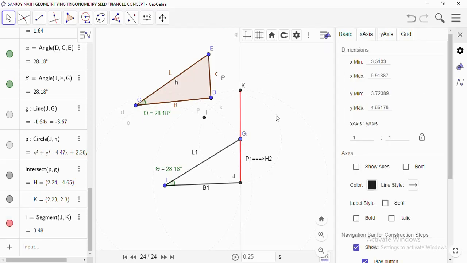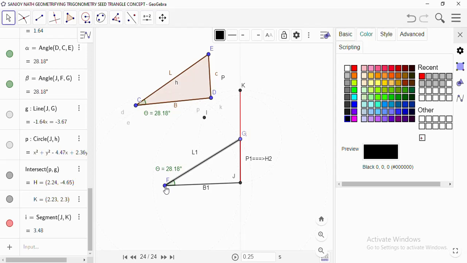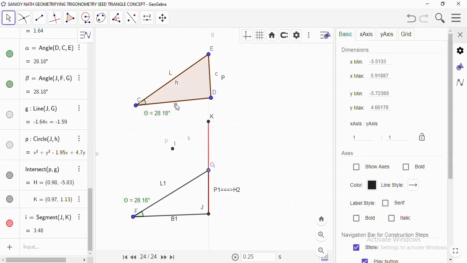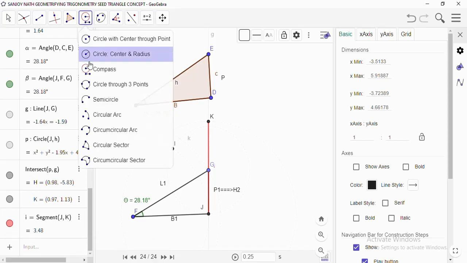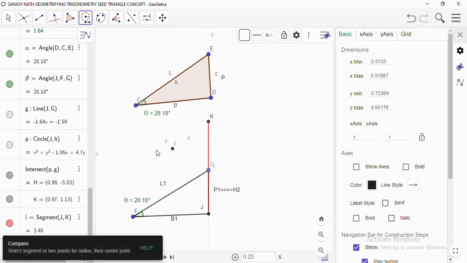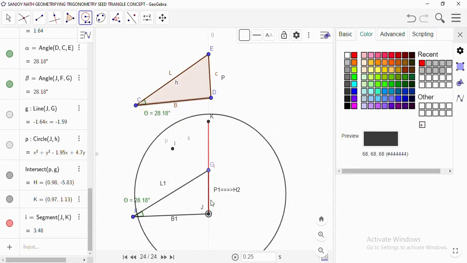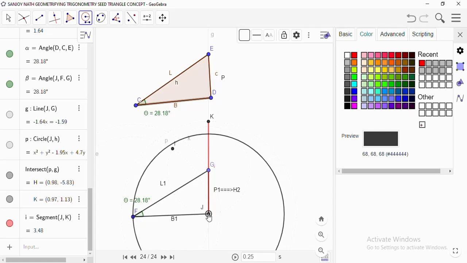Now when this is the aligned hypotenuse, we have to copy this line here, because this is the base here. Now again we will take the compass here with center here, and this one as the radius reference, putting the center here.